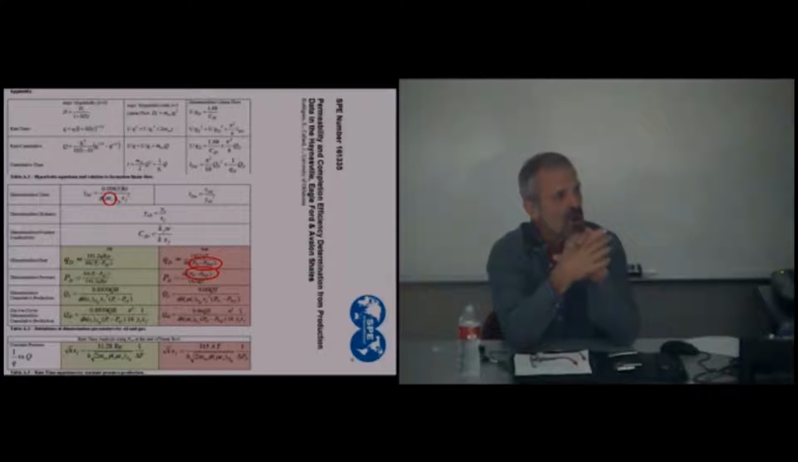So there's a lot of different types of equations that are very useful, but they were all generated for liquid flow. So we just found out that if we use pseudopressure instead of pressure, we can use all those equations. We don't have to reinvent equations.